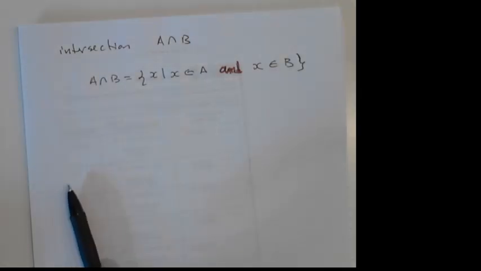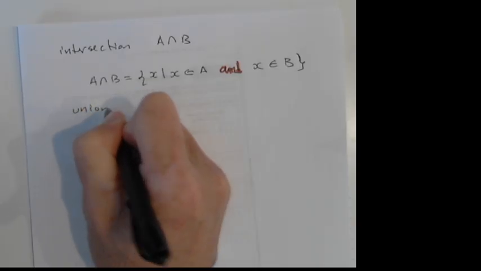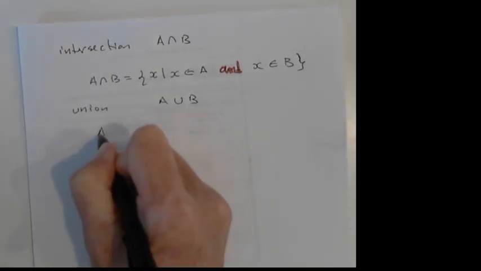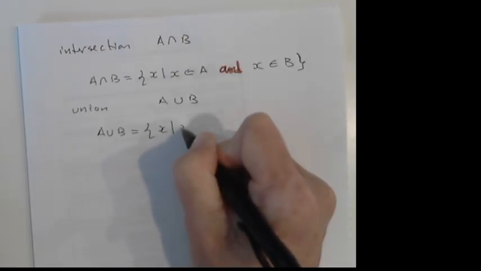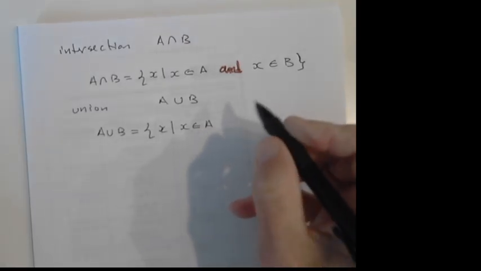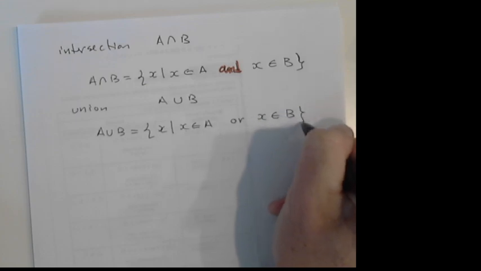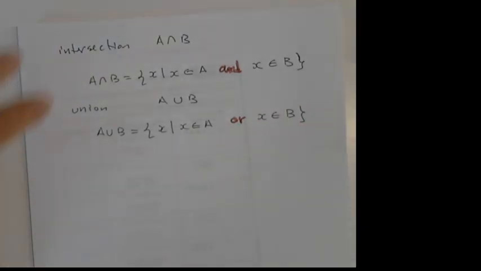Then we have the definition of union of sets, A union B, and A union B is the elements X such that X is an element in A or X is an element of B. Or is less restricted.